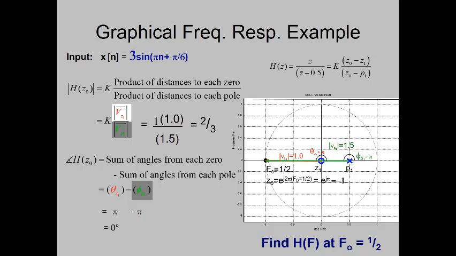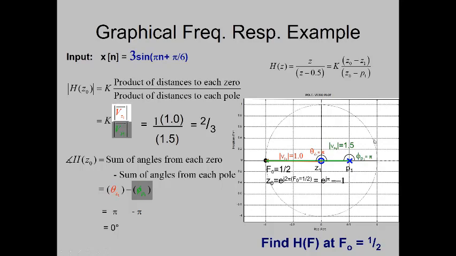So this graphical method can give us numerical answers like this. It can also give us a sense for what the shape of the magnitude response of the system is going to be. If I think about what's happening as I walk around the unit circle and draw vectors from this pole and this zero, over here at f equals 0 or z equals 1, I am as close as possible to this pole. So my denominator term is going to be as small as it's ever going to be. So that's going to be my peak magnitude point.